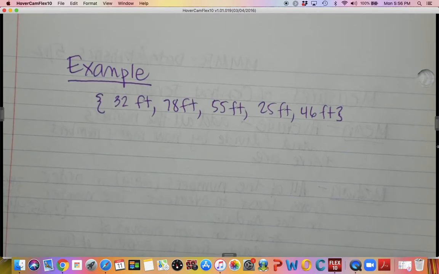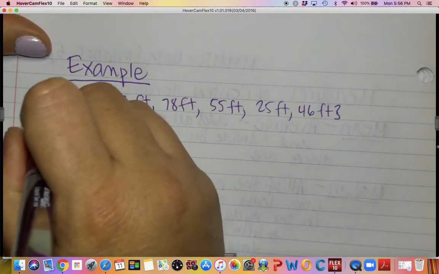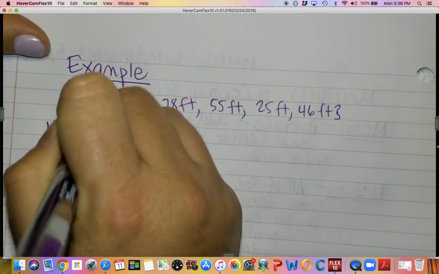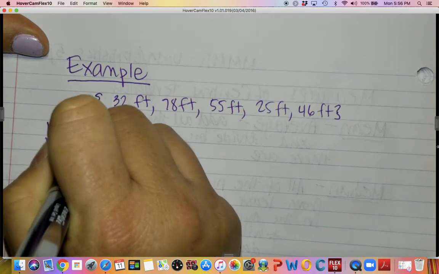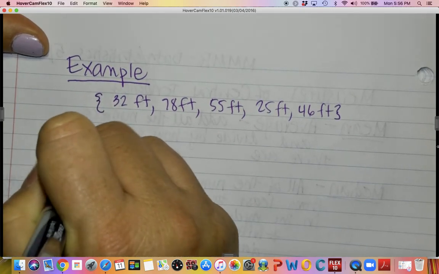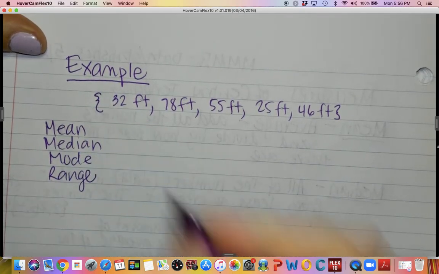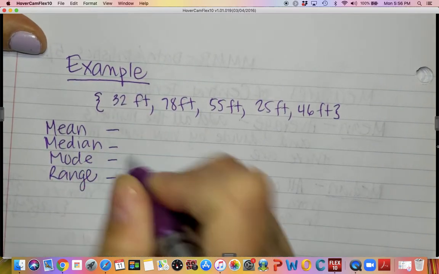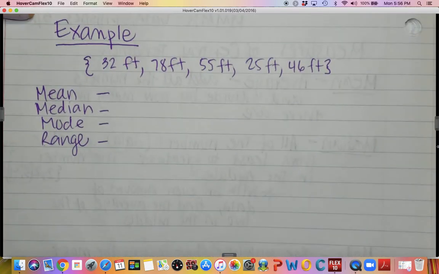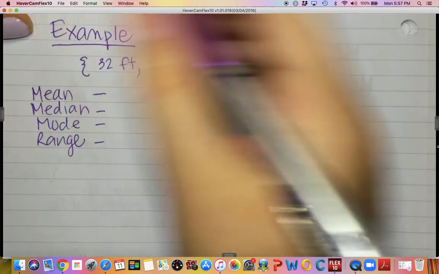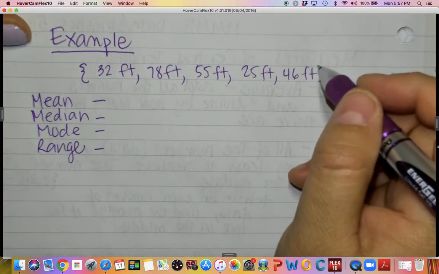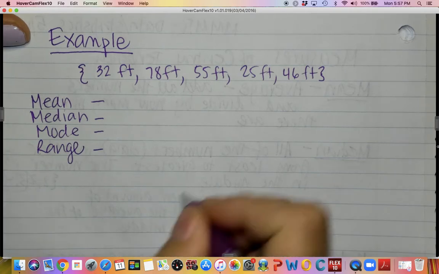Okay, here's our set of data, and we are going to calculate the mean, median, mode, and range. We're going to write them up here, and we're going to show all of our work below. The first thing we're going to do is put them in order from least to greatest. So I'm just going to rewrite them down here in order from least to greatest.